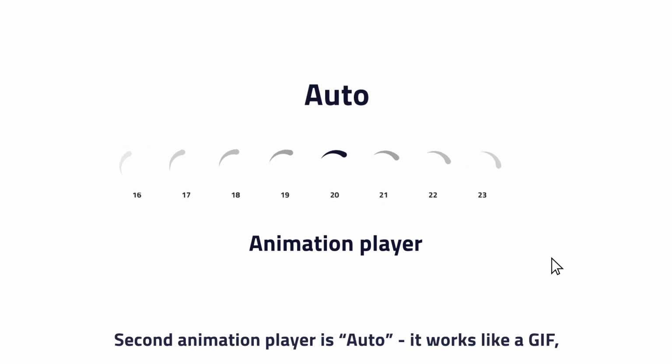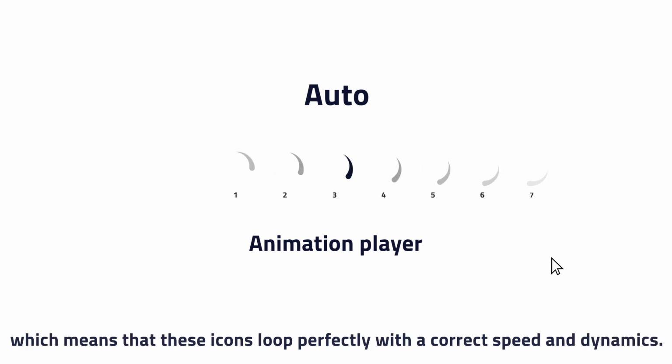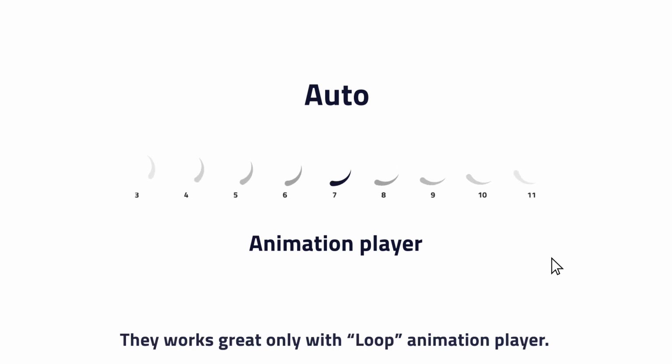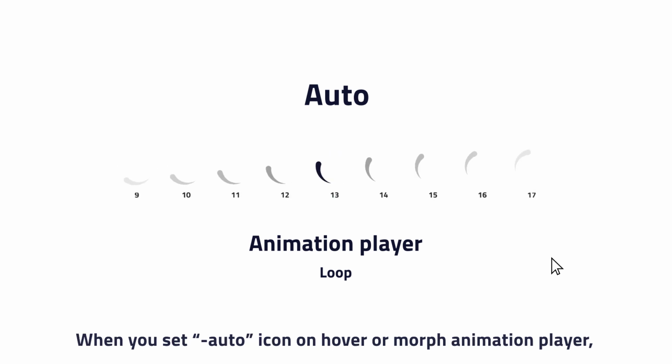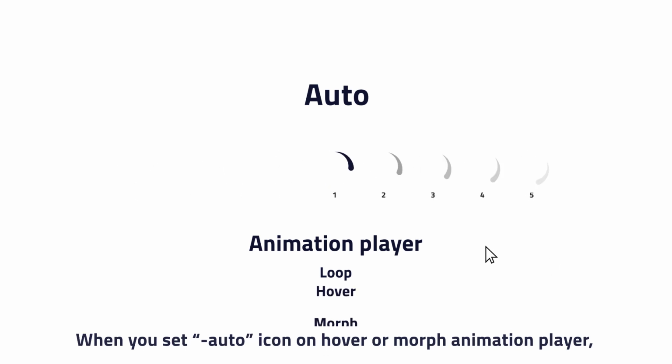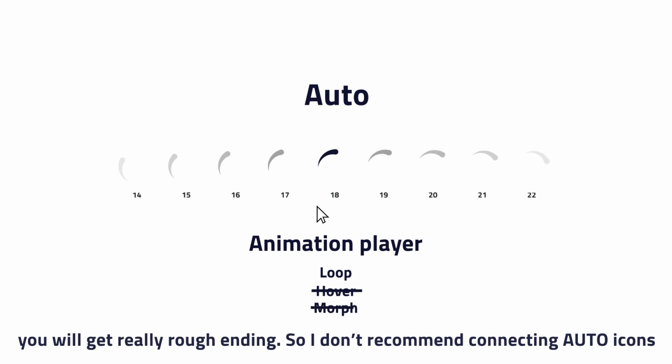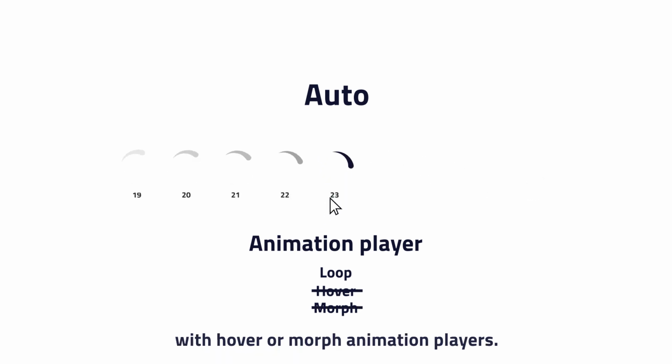Second group of icons is auto. It works like a GIF, which means that these icons loop perfectly with a correct speed and dynamics. They work great only with loop animation player. When you set auto icon on a hover or morph animation player, you will get really rough ending, so I don't really recommend connecting auto icons with hover or morph animation players.